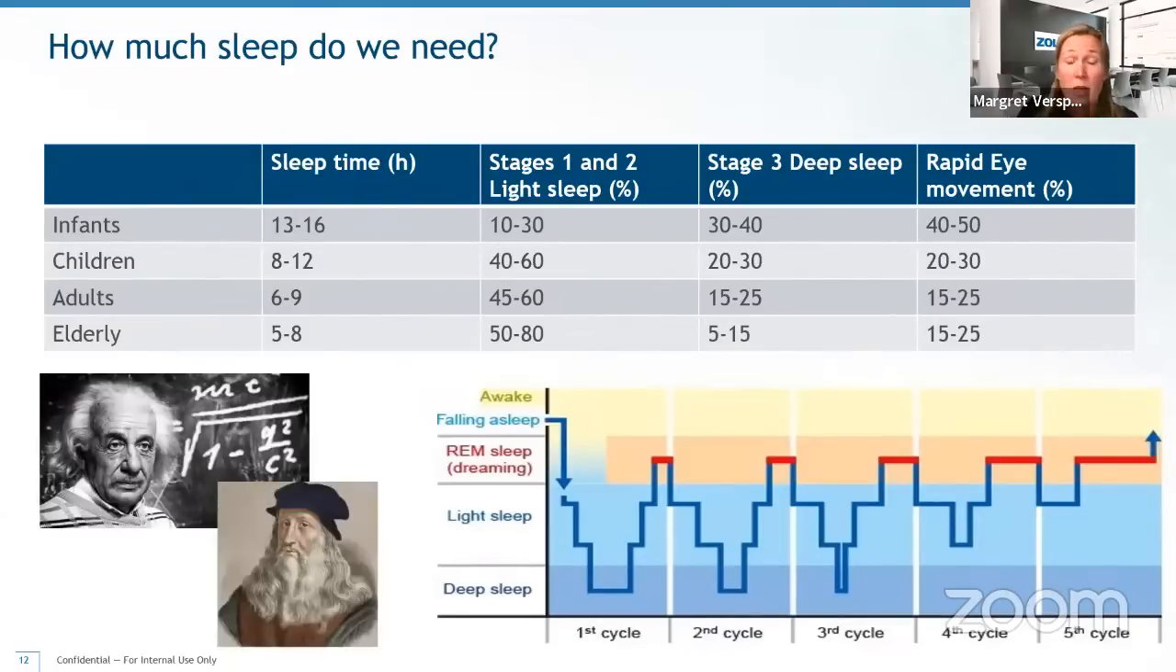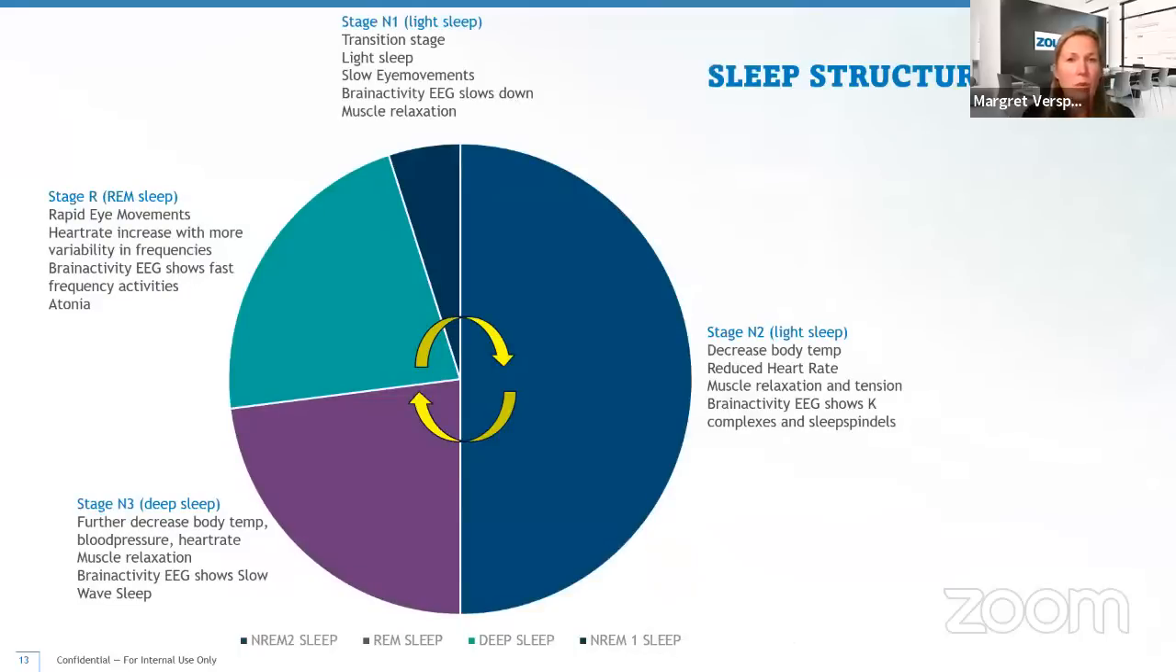Like I already mentioned, it's very dependent per person how many hours of sleep you need. They say Albert Einstein slept like 10 hours per night, but Leonardo da Vinci, for example, only slept every 2 hours, like 20 minutes. So it's depending per person, but it's important that you get your amount of sleep. One person has enough with 5 to 6 hours of sleep, and the other one really needs 9 to 10 hours.